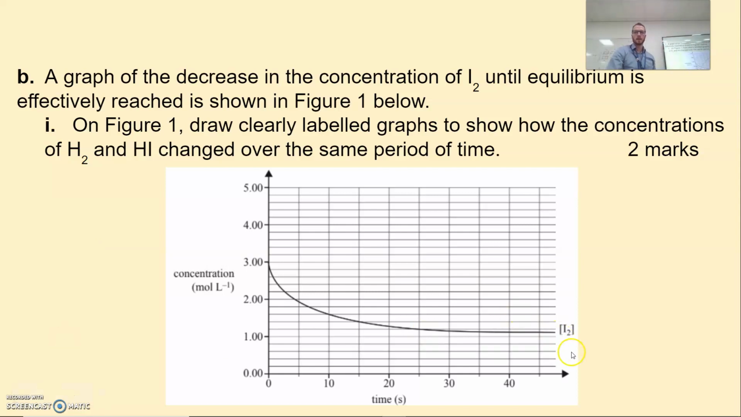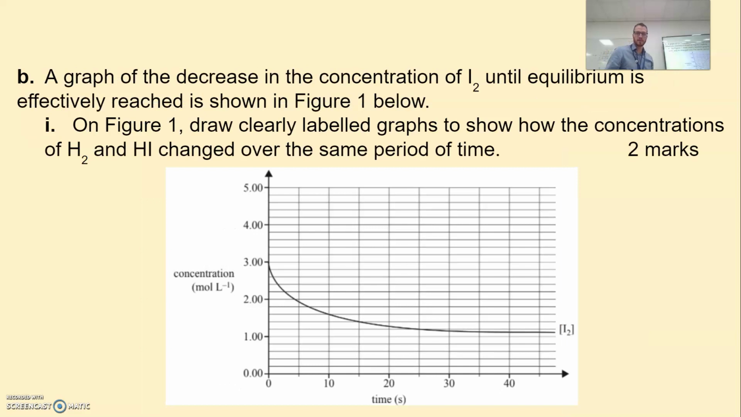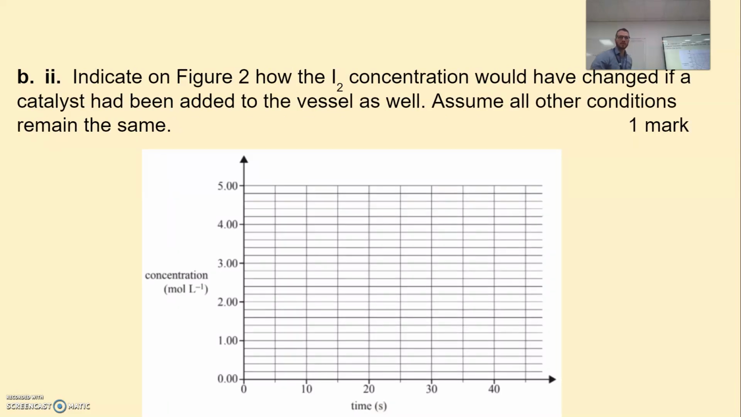Okay. Next question. I'll just go back and copy over this one. I've redrawn them over. Indicate on figure two, I've just overlaid our initials. Indicate in figure two how the I2 concentration would change if a catalyst is added.